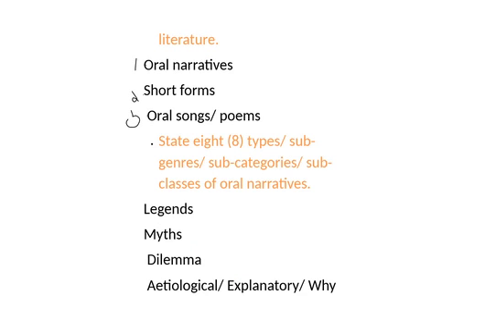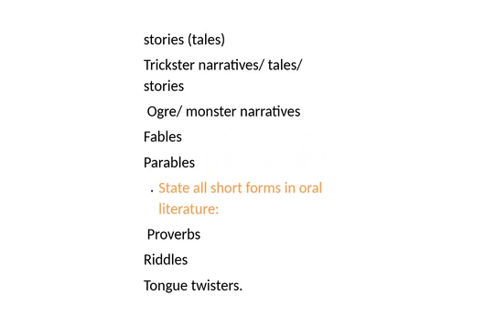Our next area, state 8 types or 8 subgenres or 8 subcategories or 8 subclasses of oral narratives. We have one, what we call the legends. We have myths, we have dilemma narratives, etiological, also called explanatory or why narratives. We also have trickster narratives, what we call tale stories. We have Orca, also referred to as monster narratives, fables, and then parables.